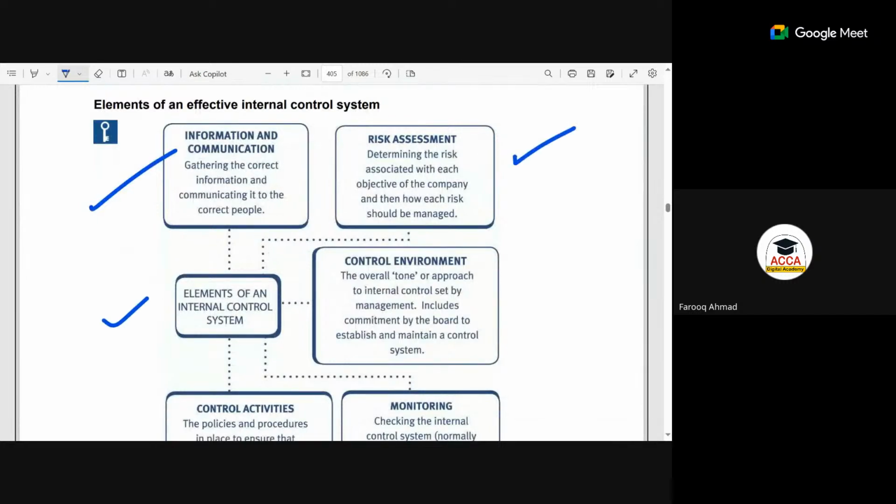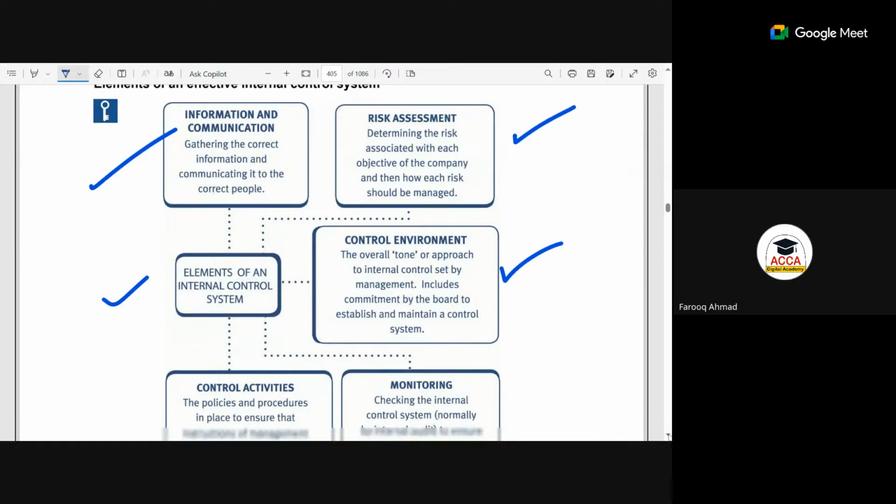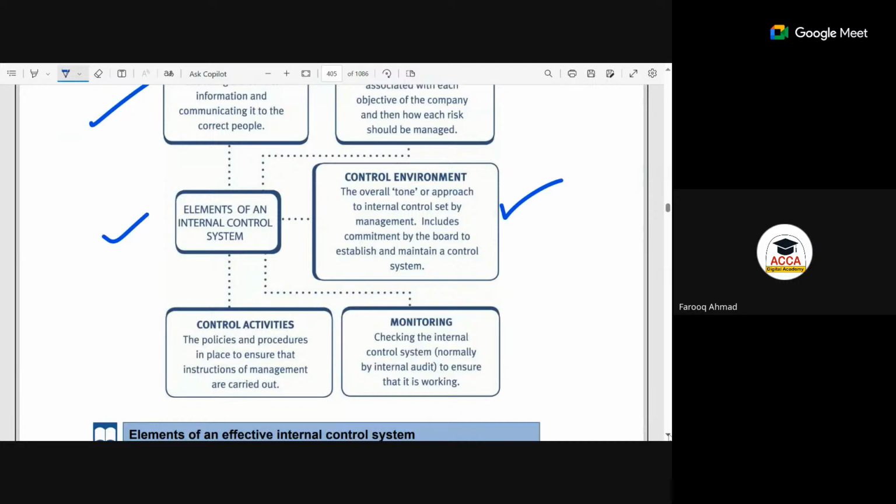Elements of an internal control system: what are the elements? Control environment, the overall tone or approach of how the control system is implemented. First of all, students, remember that ACCA, whatever you are studying, is all practically based as compared to CA. That is another debate, but ACCA gives you a real-time opportunity to learn, and this is considered as practically happening.